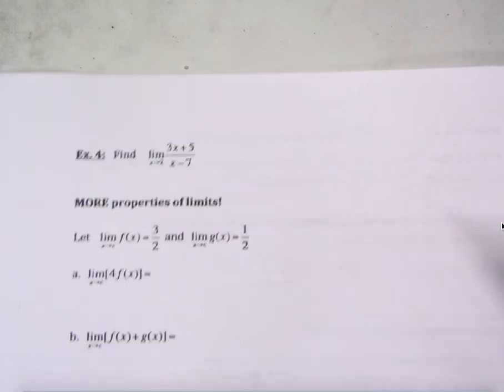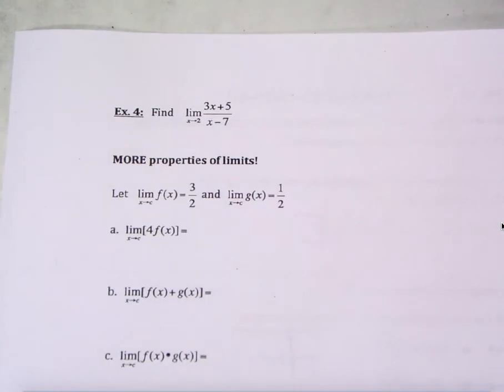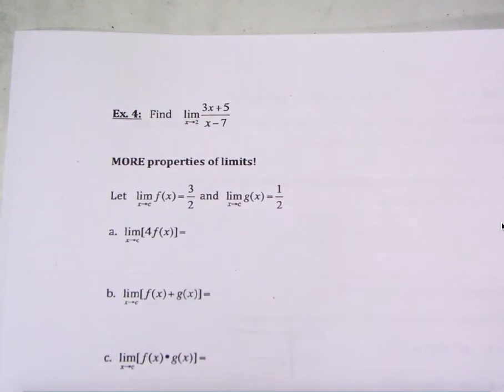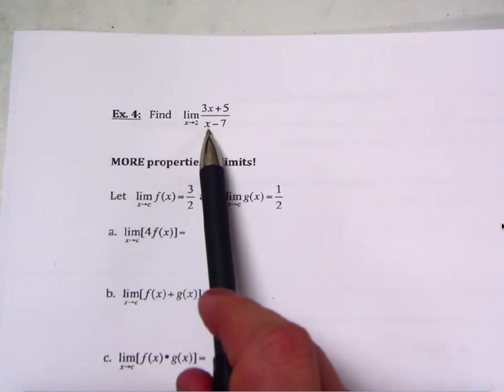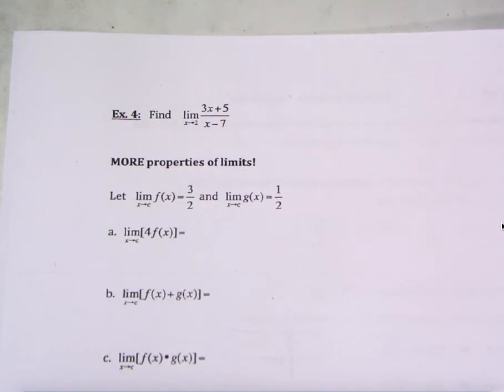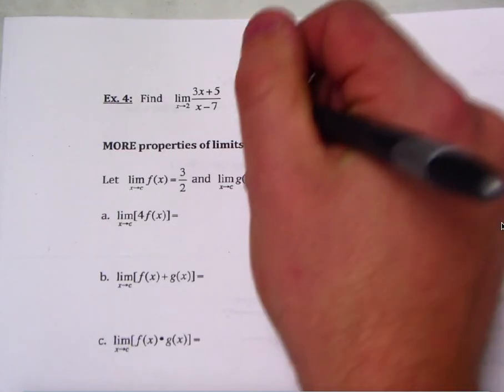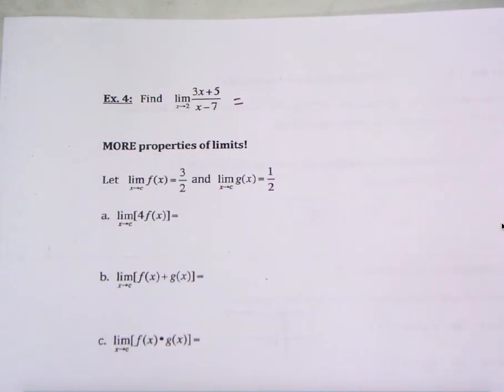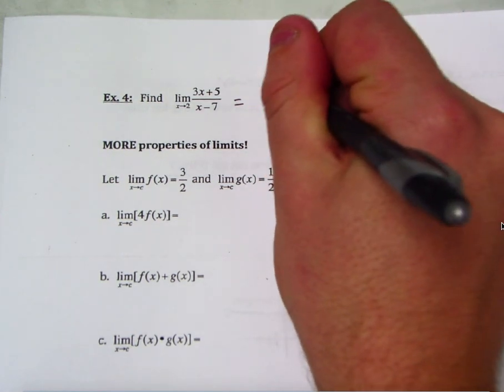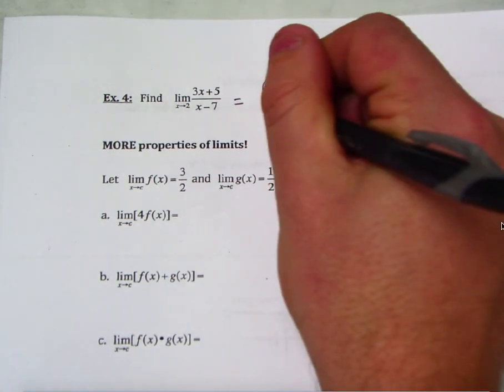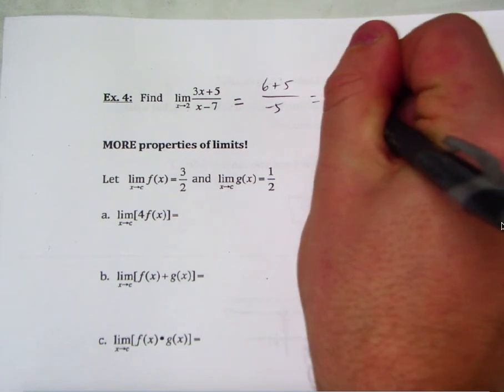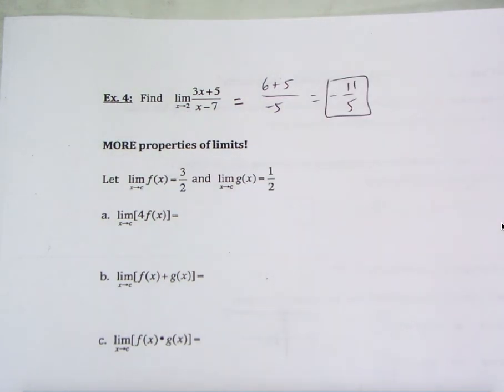So we have a rational function here. And we always hope direct substitution works. And it will, because if I plug 2 in, I'm not going to get 0 in the denominator. So I'm going to be allowed to use direct substitution. So let's plug 2 in for both x's. And we're going to get 6 plus 5 in the numerator, negative 5 in the denominator, negative 11/5 for our limit.